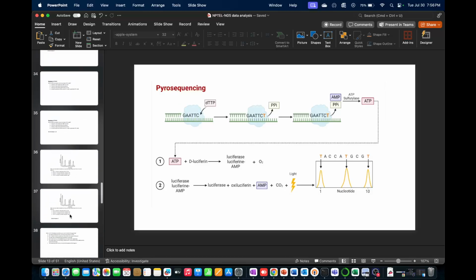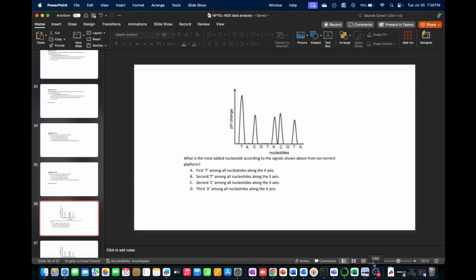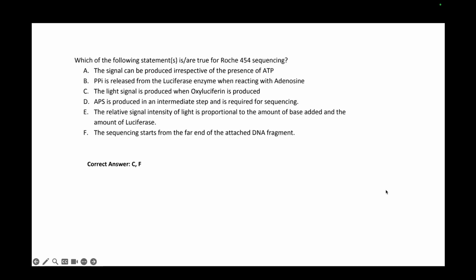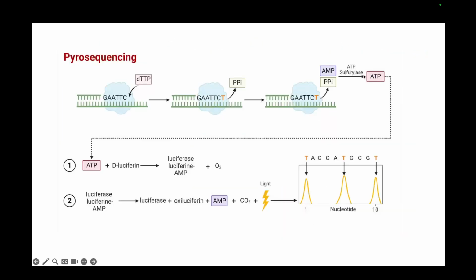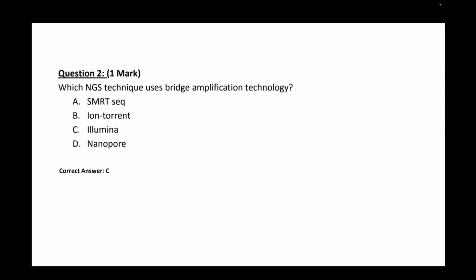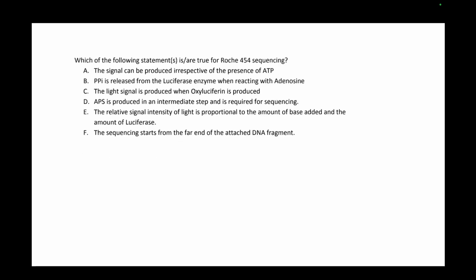So yeah, it was a little trick question, just to clarify. And this APS, a few people might not know the full form. This APS is this molecule basically. Yeah, this ATP sulfurylase enzyme is converting the AMP and the PPi released from the addition of this base to ATP. So, okay, moving on.